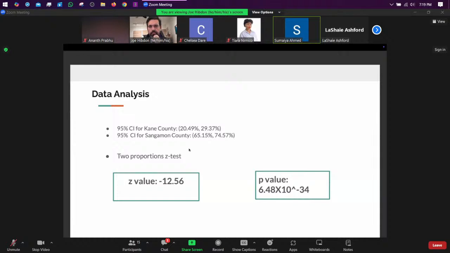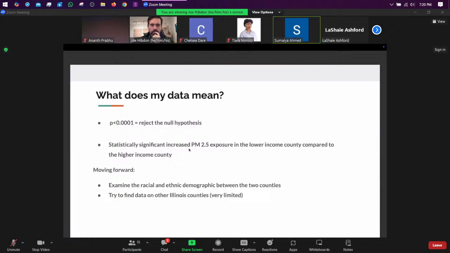And then I also did a 2 proportion z-test, and these were my results. That's my z-value and the p-value on the screen. Because my z-value is really small, negative 12.56, I rejected the null hypothesis, and that basically means there is a significant difference between the two counties. My p-value was also really small, less than 0.001, which represents a statistical difference, and I can reject the null hypothesis again. Next slide, please. So basically, I found that PM 2.5 exposure is significantly higher in the lower income county compared to the higher income county.